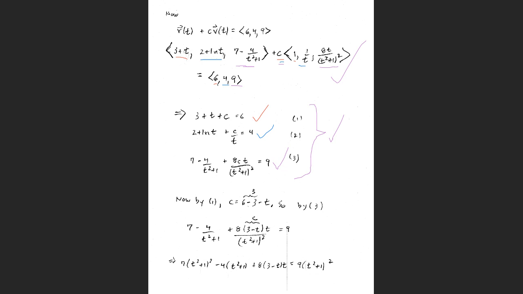So, okay, we have how many variables in these equations? 2 variables, c and t, and we have 3 equations. So, hopefully it'll work out. So the first equation says that c is going to equal 3 minus t. What I do is I solve that for c. C will equal 6 minus 3 minus t. So c equals 3 minus t.